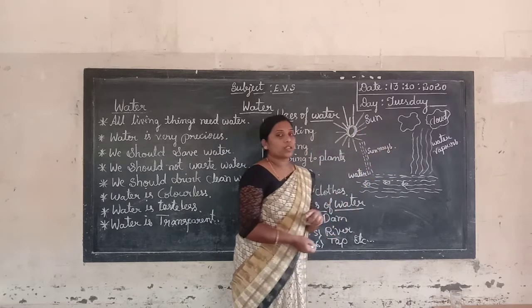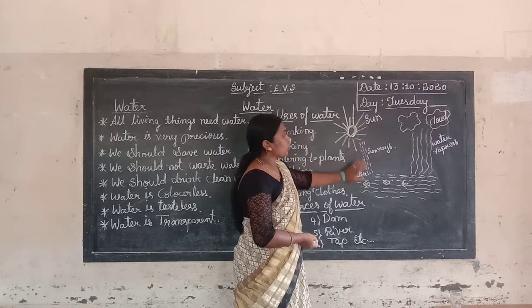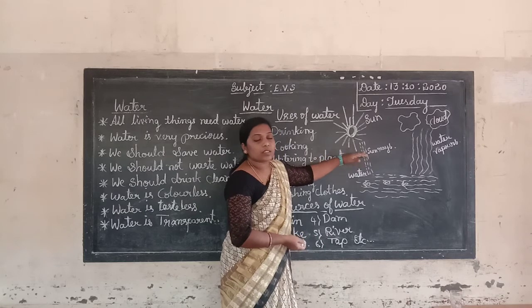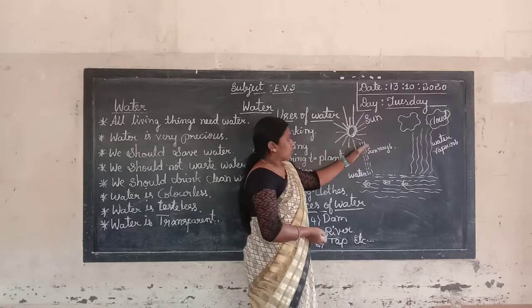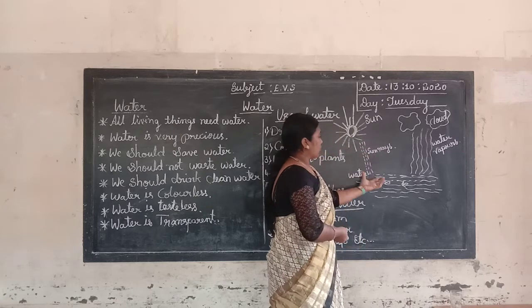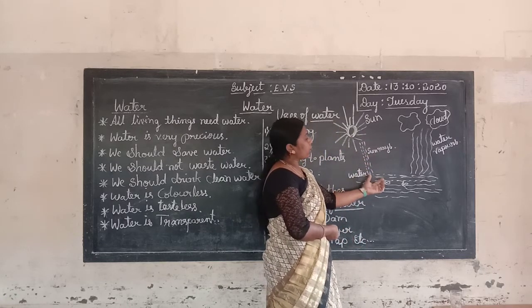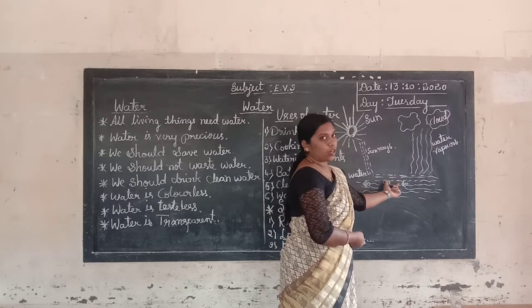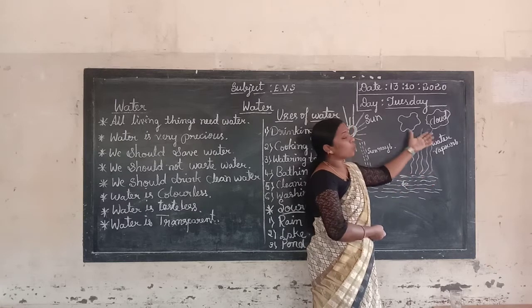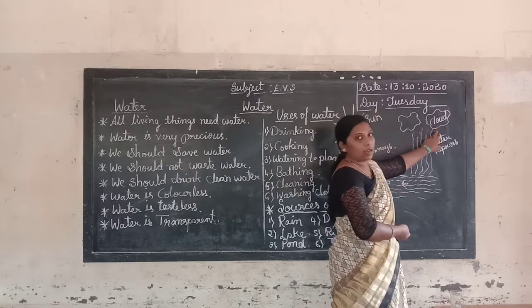So now once again, let us revise this topic. So this is the sun, water, clouds. The sun rays, when they come on the water, the water starts vaporizing. So that water vapor goes on and forms a cloud.